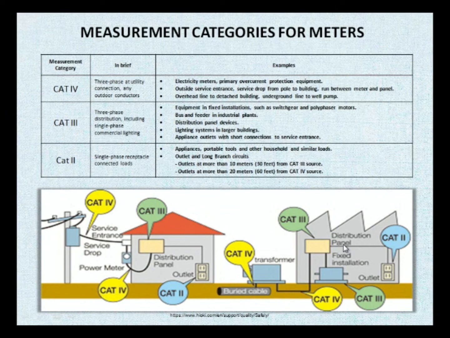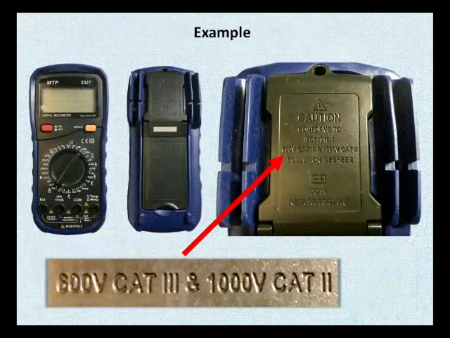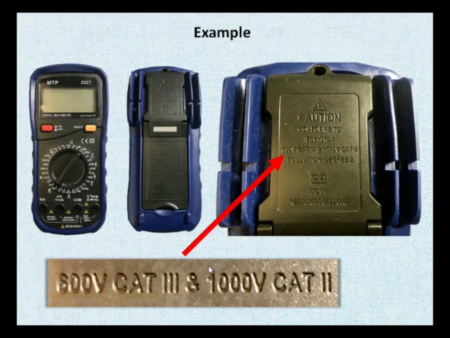Now, the categories of the loads should be matched with the categories of the meters. So the meters have categories. Let's say the one that you have at the back, I just took a picture last year and magnified this whole thing. There's a little bit of a stamp here. It says 600 volts category 3 and 1000 volts category 2. So with this meter that you have, check the stamp, something could have changed. You can measure up to 600 volts of category 3 source.